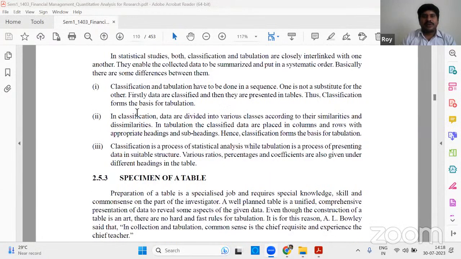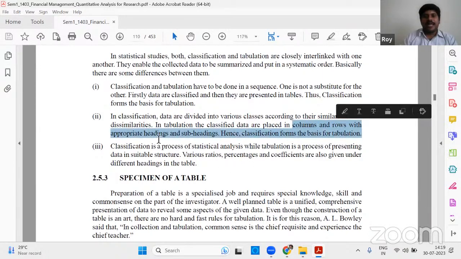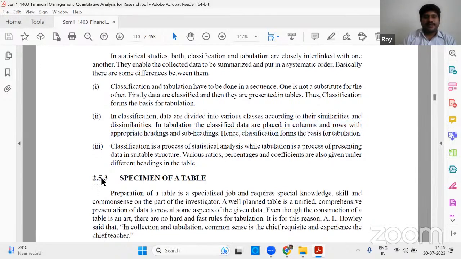Regarding classification and tabulation, they are in sequence. First the data is classified and then presented in tables. You need to remember that. Data is divided into various classifications, but in tabulation the classified data is placed in columns and rows. Classification is the process of statistical analysis. Tabulation is the process of presenting data in a suitable structure.